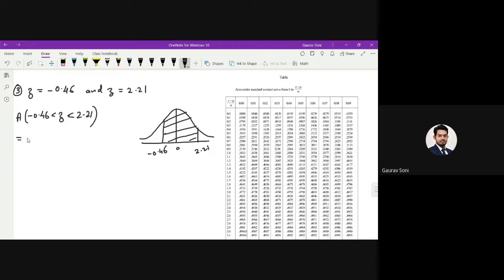This is equal to Sakshi. So actually, I just joined the lecture now. I don't know about it.